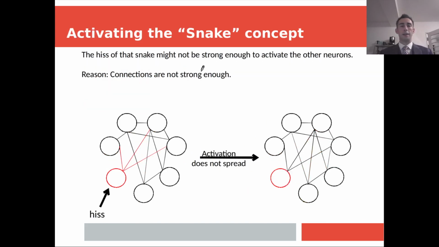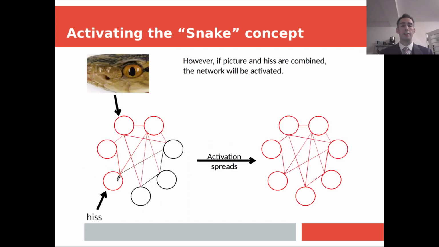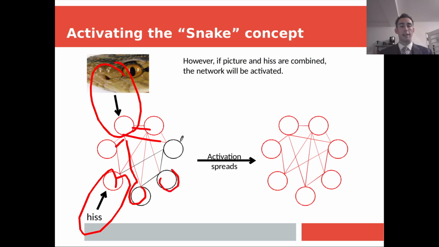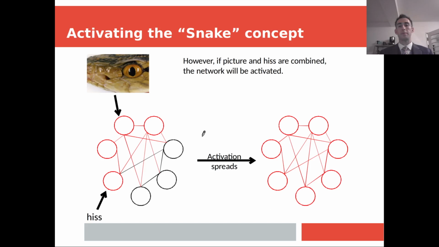So maybe, initially, just hearing a hiss might not be strong enough to activate the other neurons and activate thinking of snake. Which makes sense, because other things hiss than snakes, vampires or something, I don't know. The tea kettle when you're boiling water to make tea. And that's because these connections are not strong enough. Mechanistically, that's why it doesn't activate it. It might be the correct situation. You don't want only a hiss to activate a snake thought. But if you give a hiss and you have a picture of a snake, then it's enough to activate all the other neurons, and you get the thought of a snake being activated.